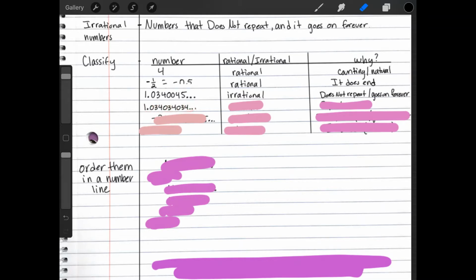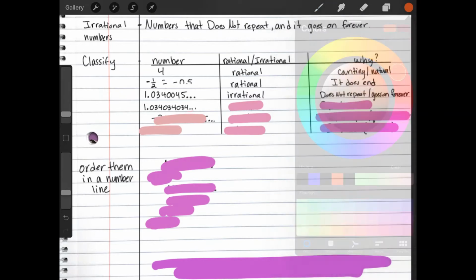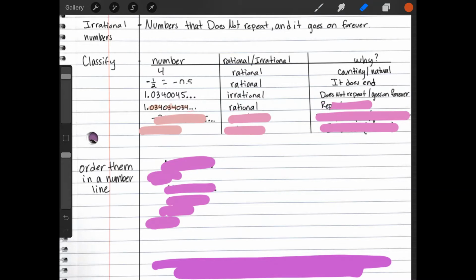The next number, 1.034034 ... So this one goes on forever, and if you notice, it does repeat a little. And let me get my highlighter here. Okay, it repeats right here at 034, 034, 034. Okay, so this will be a rational number because it repeats 034. Okay, that's the type of repetition that I'm talking about.